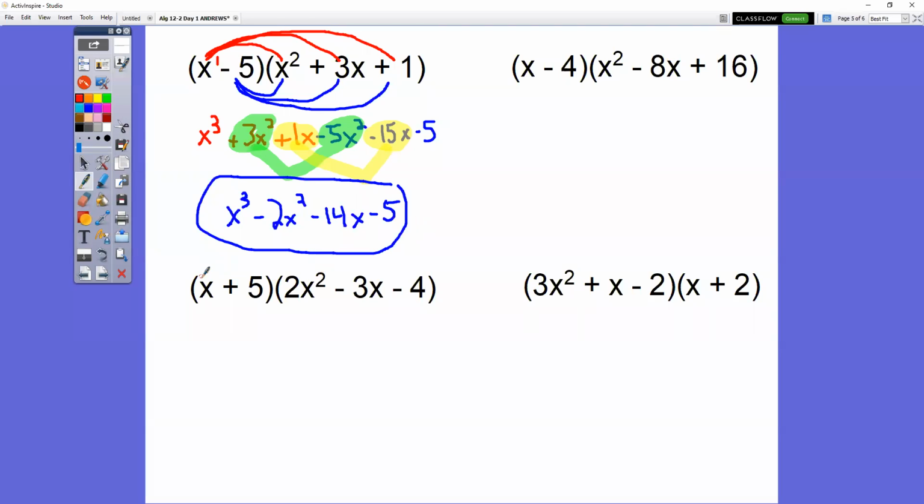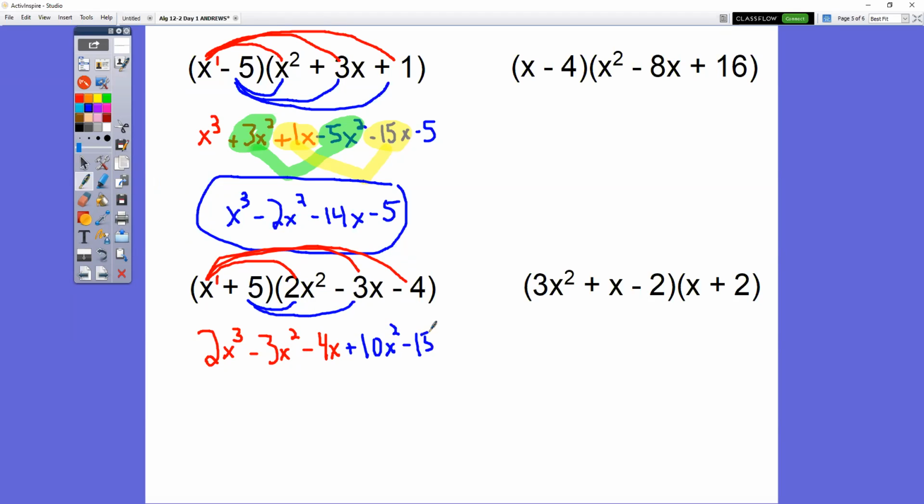So let me do another one here for you. X times 2x squared is 2x cubed, because remember this is really x to the first. X times -3x is -3x squared. X times -4 is -4x. Then we have the distributing with the 5. 5 times 2x squared is 10x squared. 5 times -3 is -15x. And 5 times -4 is -20.